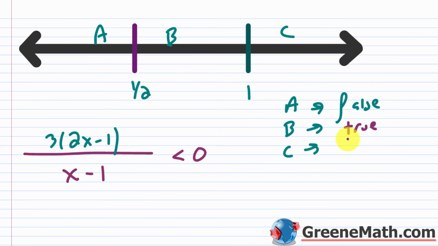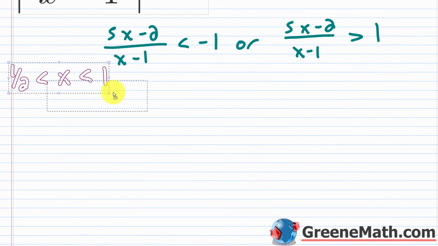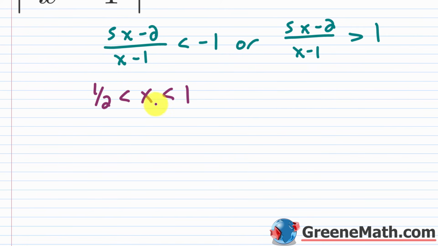Then for C, let's just pick 2. So 2 times 2 is 4. 4 minus 1 is 3. 3 times 3 is 9. And this is over 2 minus 1, that's going to be 1. So this is 9, or a positive value. And that's not going to be less than 0. So this is false. So your solution here is between 1/2 and 1 with neither included. So we'll say x is strictly greater than a half and strictly less than 1. Okay, coming back here, I'm going to put that as the solution for this one.